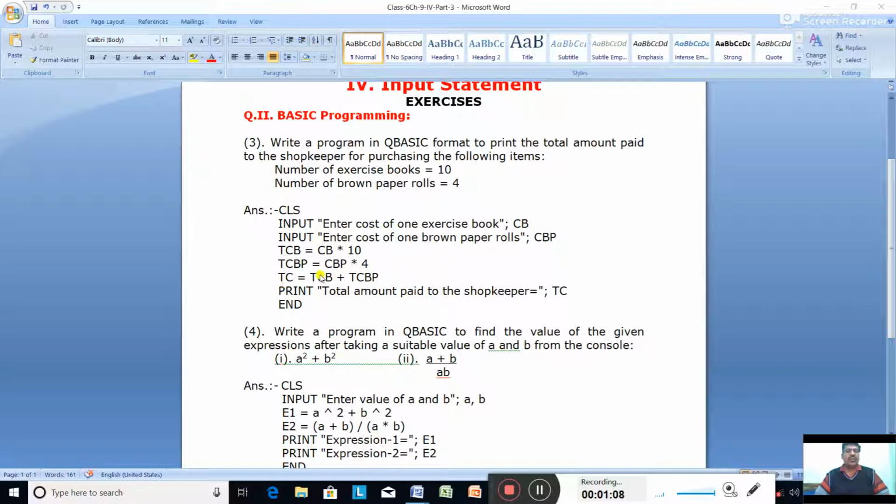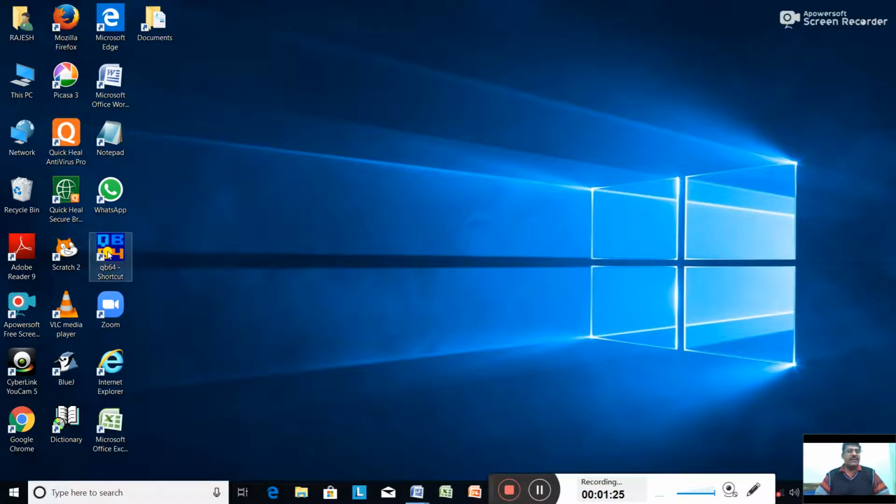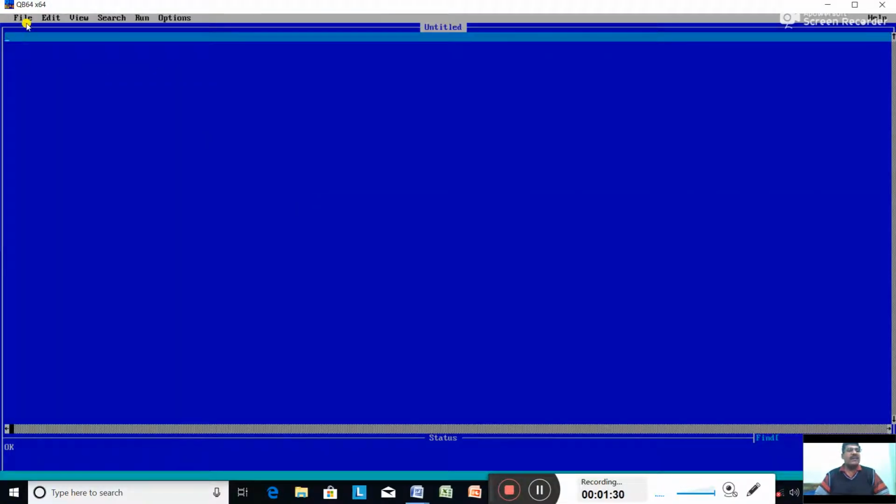And total cost will be add both the values, TCB plus TCBP. TCB is total cost of 10 exercise books and TCBP is total cost of 4 brown paper, and print the amount TC, and end of the program. Let us see the program in QBasic. Program is already typed. Just press F5 and execute it.